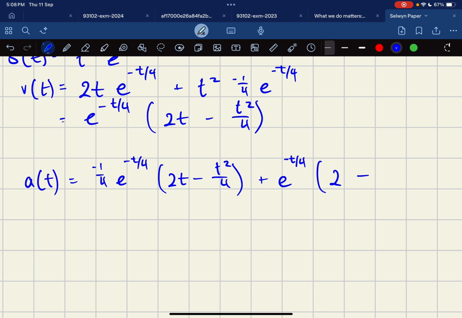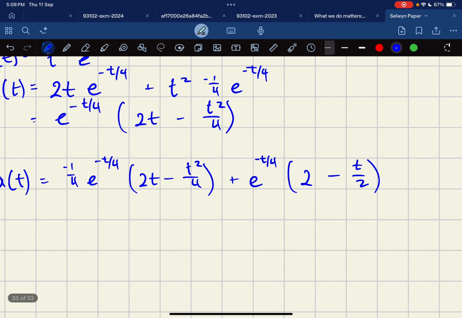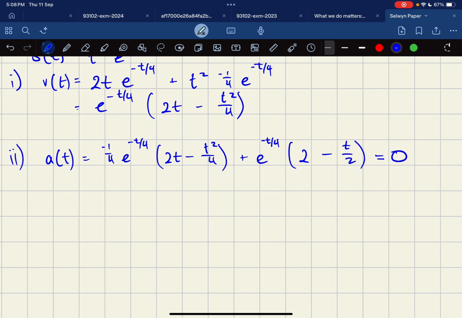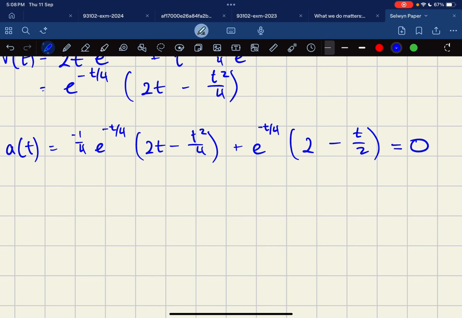2t derives into 2. T squared over 4 becomes 2t over 4, which then reduces down to t over 2. And then what you're going to do is set this equal to 0, so you can solve for where the intercepts are for this function, and then see where the function is greater than 0.